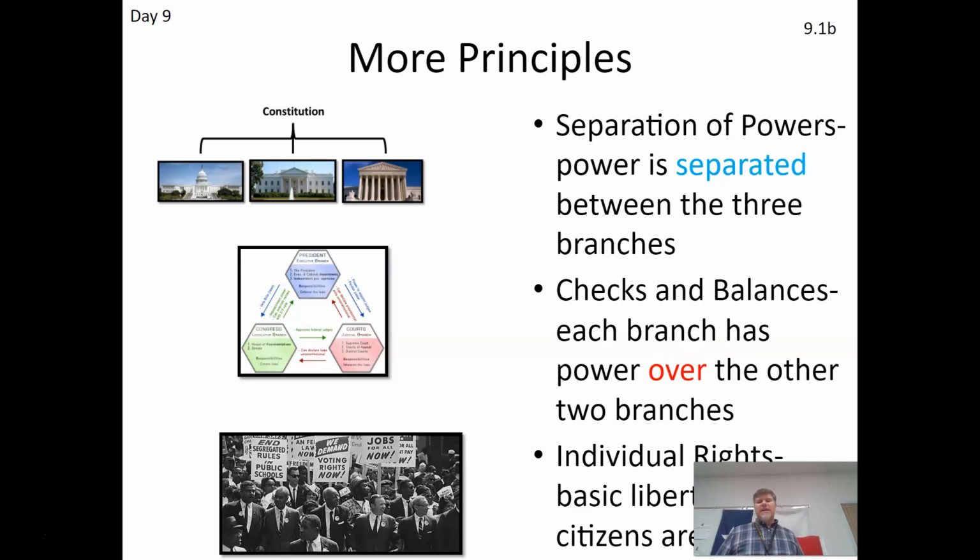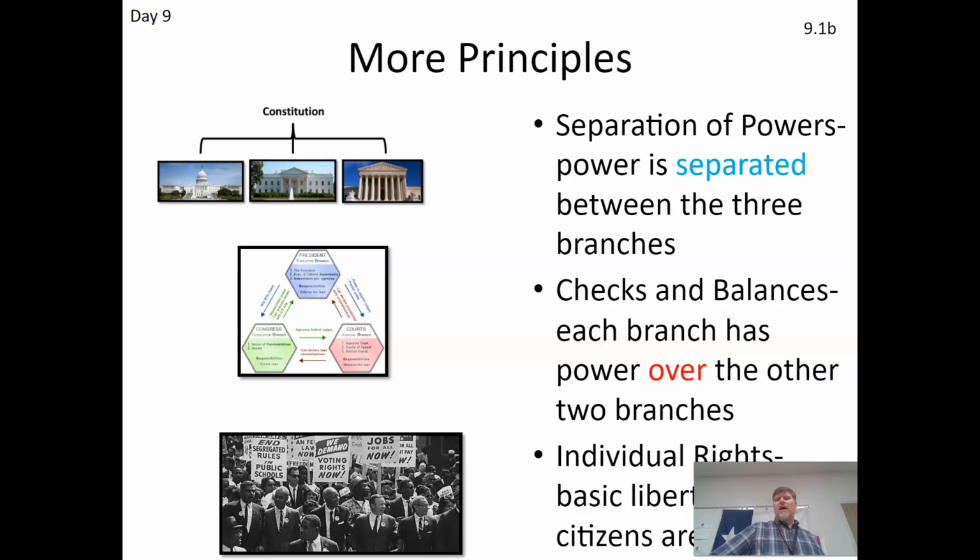Then checks and balances is an example where the president can veto a law passed by Congress. That gives the president some power over the kinds of laws that are passed. At the same time, the legislative branch has power over some of the things the president can do. So the president appoints people to his cabinet, appoints judges, and the Senate gets to approve those or not.